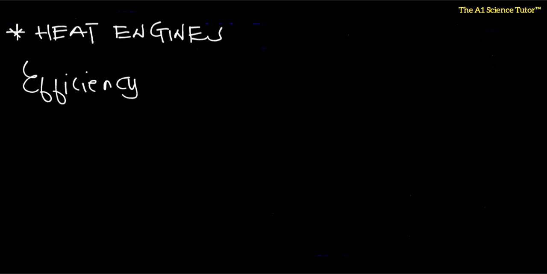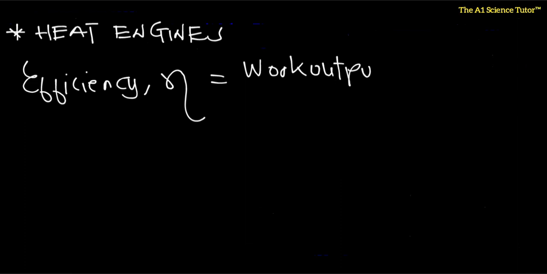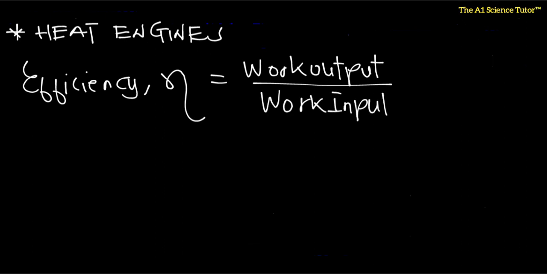So the efficiency of a heat engine could be written as this, and this is equal to the work output divided by the work input. Now you could also write it in terms of percentage. And if you want to do that, you will just multiply the answer by 100%.